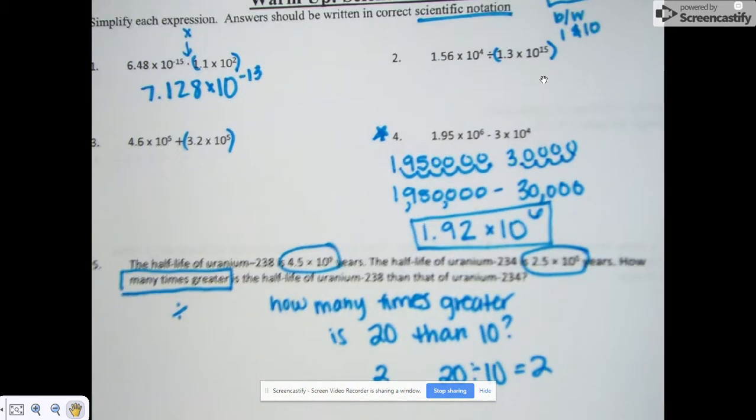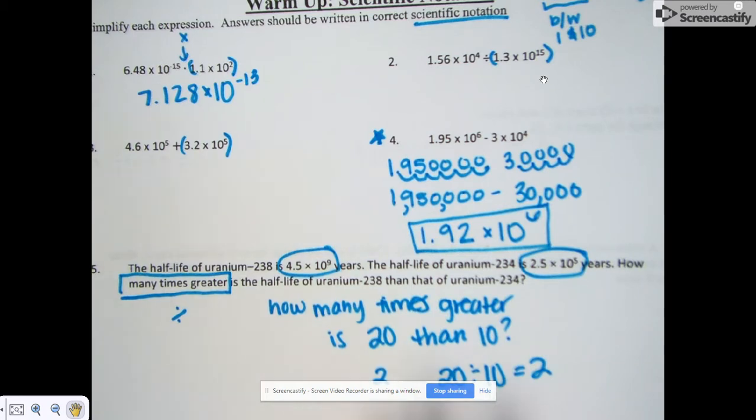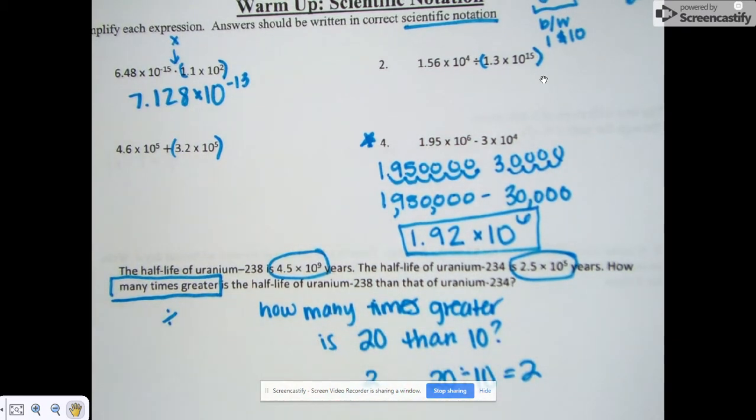Okay, so that is scientific notation. Once you complete this warm-up, you're going to go to your white packet, and it's page 3. You're going to do page 3 in your white packet. If you finish the white packet, you're going to turn to page 4 and do the equation solving.